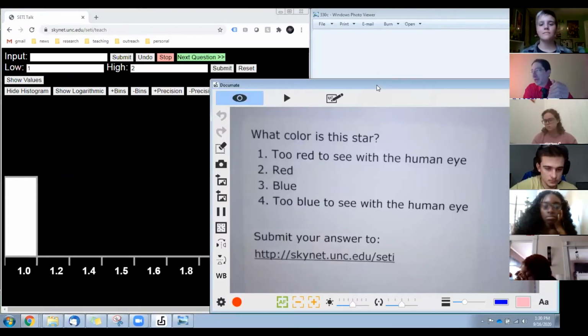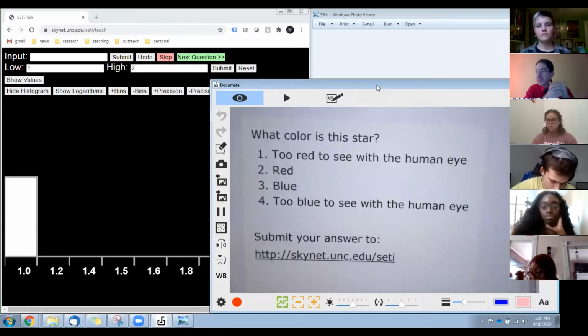Now many of you probably answered too red to see because when you did the Wien's law calculation, you got 725 nanometers. And you probably remember from last class, the human eye works between 400 and 700. So 725 is slightly out of the range of what the human eye can see. But what that means is we can't see the peak of the spectrum. But you have to remember that the thermal spectrum is quite broad.